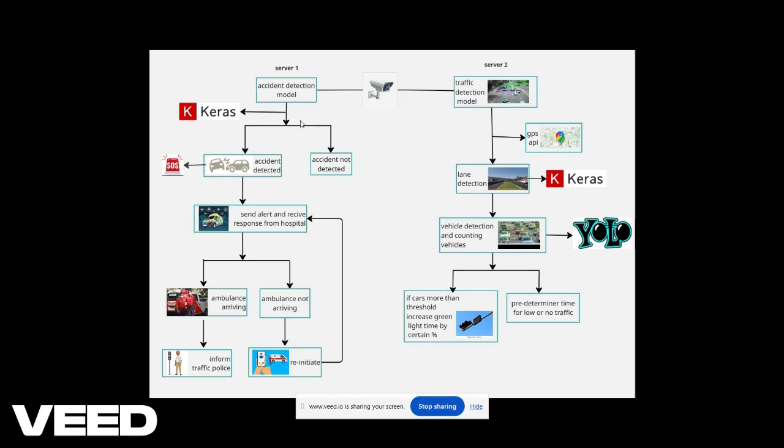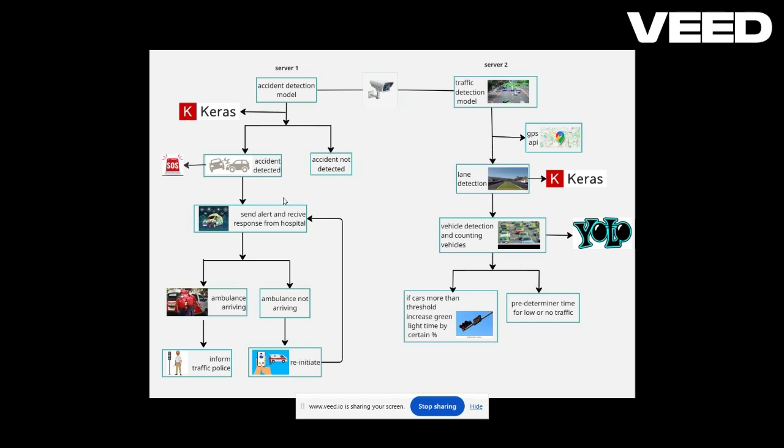And here we have server 2, which is the accident detection model. If the traffic congestion is caused by an accident, then the Keras model will detect that accident. If there is fire or a deformed vehicle on the lane or somewhere near the circle, this will be detected. Once an accident is detected, it will send an SOS alert to the nearest hospital and also to the police officer, to check whether the ambulance is arriving. If the ambulance is not arriving, then it will reinitiate the process. Basically, this is done by SMTP, and not only SMTP, we are using an SOS link as well.